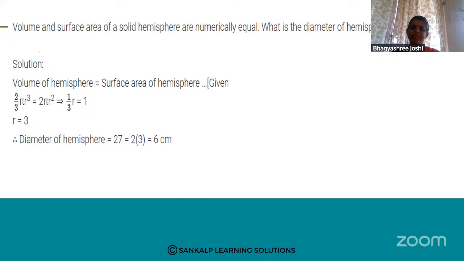Volume and surface area of a solid hemisphere are numerically equal. What is the diameter of the hemisphere? So, they have asked for the diameter here. First, observe carefully what they have given in the question: volume of the hemisphere and surface area of the hemisphere are the same. So volume of the hemisphere is equal to surface area of the hemisphere. This is given in the question, right?